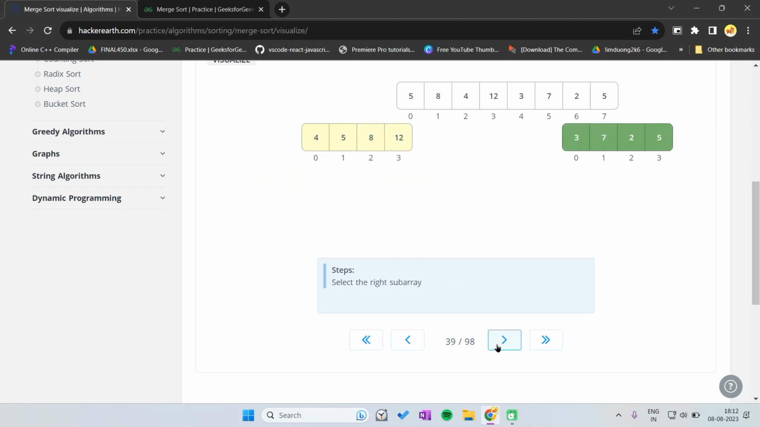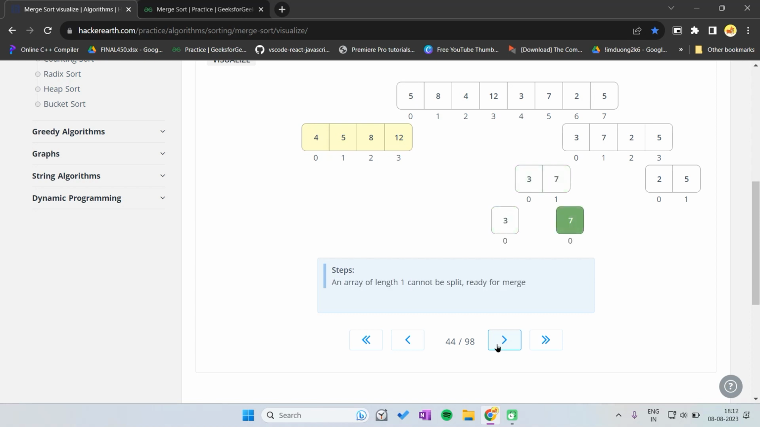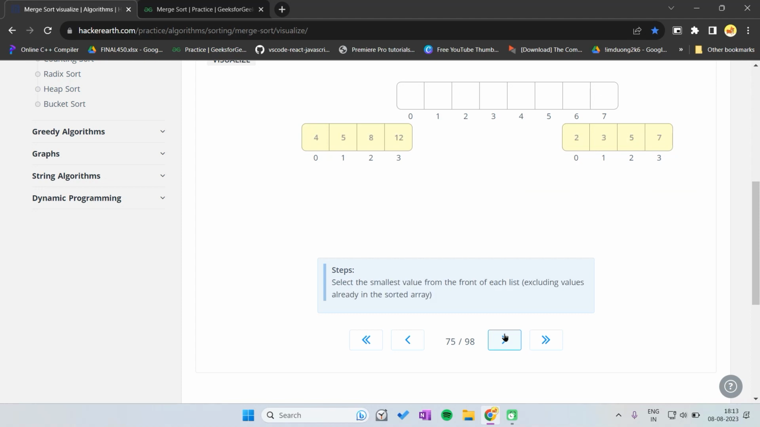Now we go to this array, and with the same steps we further divide it until it becomes single-element arrays, and then we merge it. Same with this one, we divide it, then merge it. Now merging all the arrays, it becomes 2 3 5 7. Then we merge these two arrays.